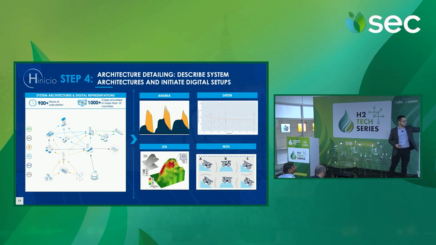And for that, we have Andrea, we have Dieter, which is a data analysis, cost, and land eligibility analysis, mobility optimization software. So depending on the application you need. If you want to know more about them, we can discuss them later.